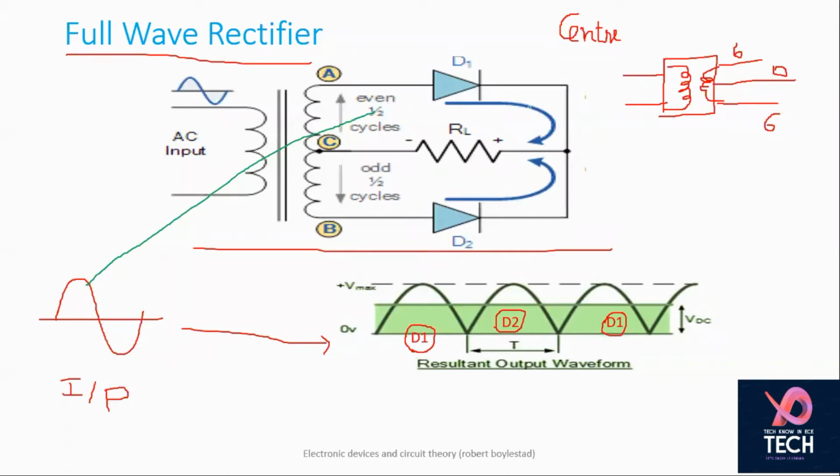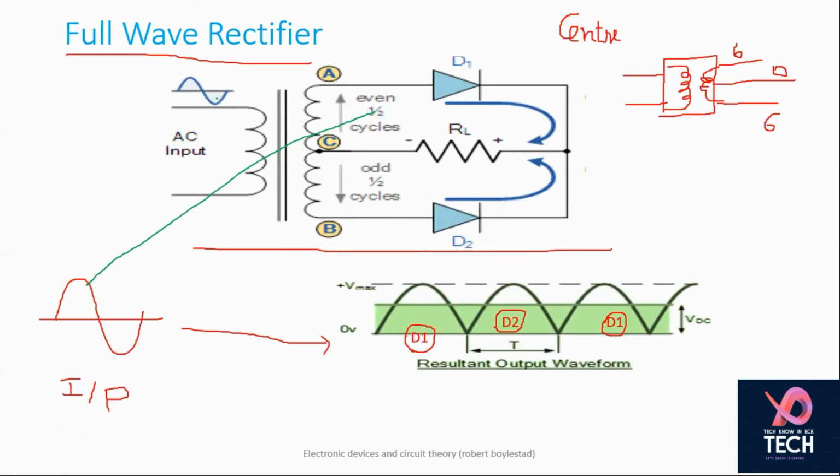When diode D1 conducts for the positive cycle, it is forward biased, so you are getting some voltage here. This voltage is actually your input cycle minus the voltage drop across the diode. So positive will be reflected here, and in this cycle diode D1 is on. So you are getting this particular waveform.